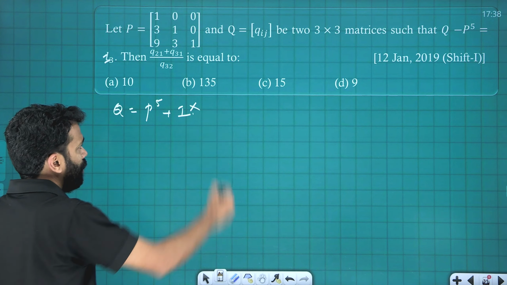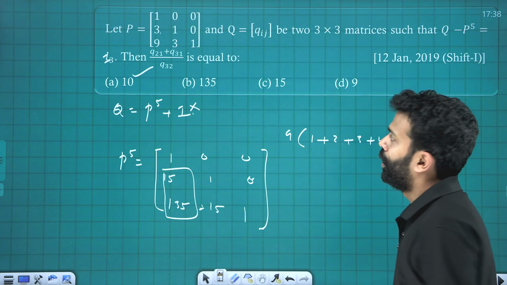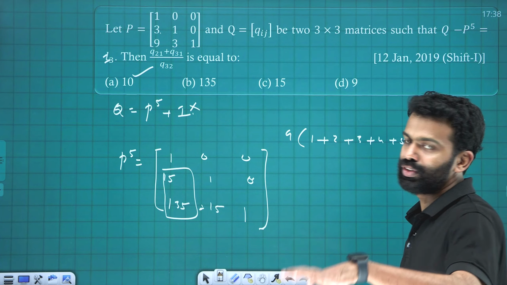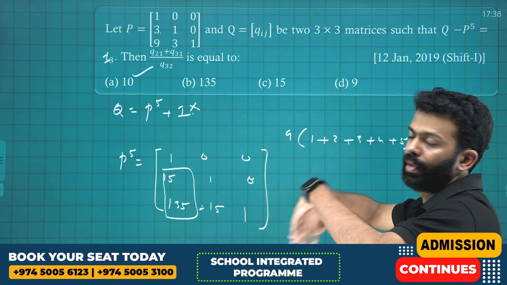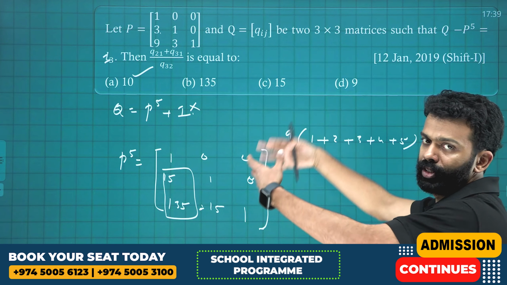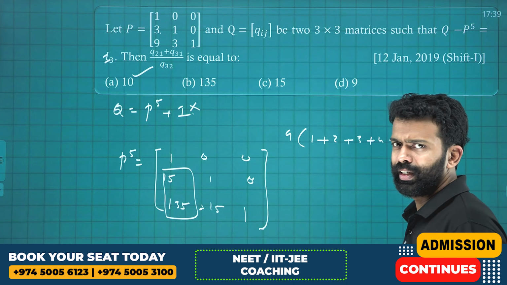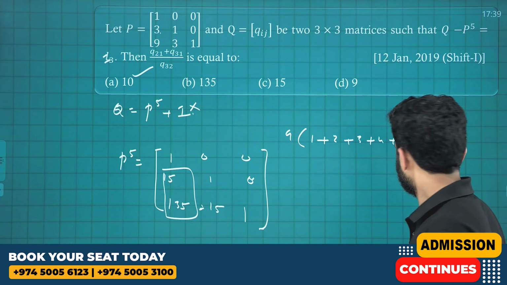So it will be Q21 plus Q31, which is 135 plus 15, that is 150. Divided by 15 is 10. 10 is the final answer. Done. For these types of questions, if a different matrix is asked, just multiply 2 or 3 times and you will eventually get the answer. Sometimes it might get tricky somewhere, but eventually you will get the answer.